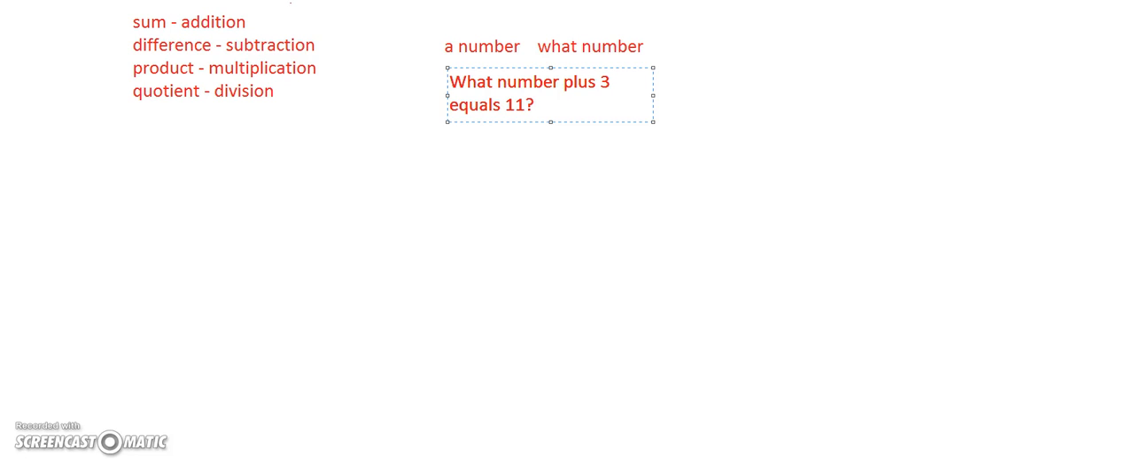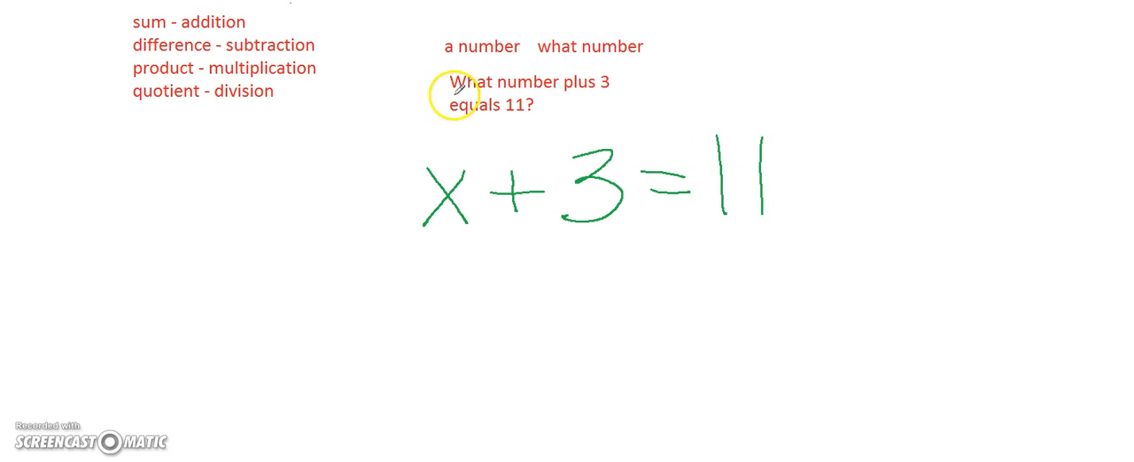So again, what number means a variable. So I'm going to take the phrase what number, and I'm going to turn that into a variable. So I'm going to write x. Then it just says plus 3 equals 11. So that would be the equation I'm looking for. And then if you wanted to solve it, you guys have solved equations like this before, and we'll talk a little bit about how to solve them during class.